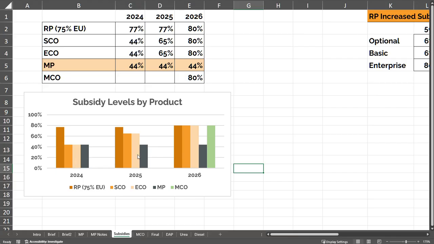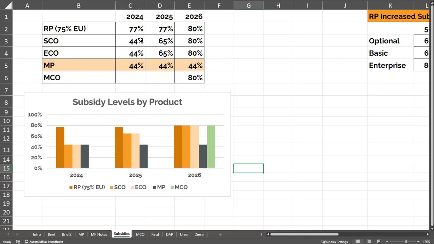In 2025, they raised the subsidy for SCO and ECO up to 65%. That's why we talked a lot more about ECO in 2025, was that increased subsidy making it more relevant. In 2026, they actually are raising the SCO, ECO, and the new product. They're going to be 80% subsidized, along with your 75% enterprise revenue protection. Unfortunately, they're not applying that same subsidy increase to margin protection. So that's a really big jump in subsidy levels that is not getting applied to this margin product that historically has been subsidized at a pretty similar rate.